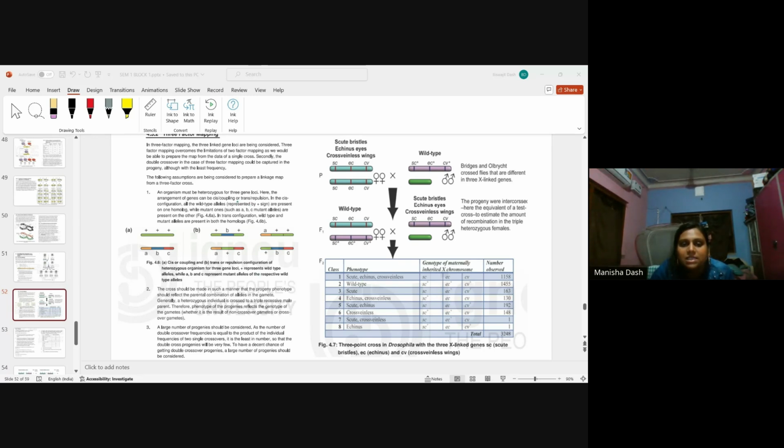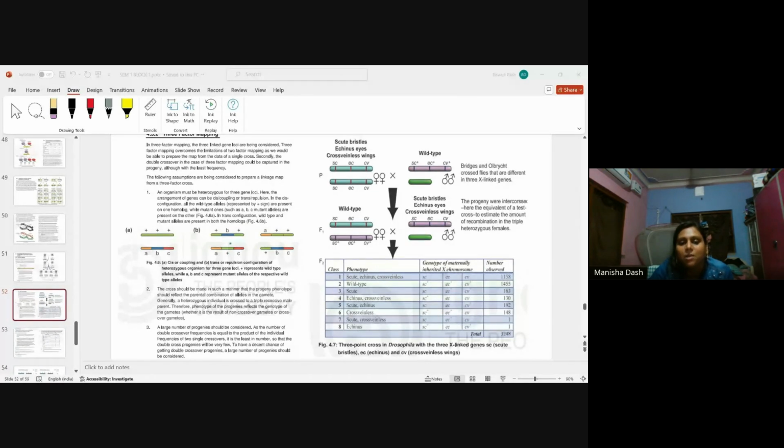So what is this phenotype? Scute, echinus and crossveinless. And what is the number? 1158. Then wild type, what is the number? That is 1455. So these are actually the numbers of gametes that will be produced.